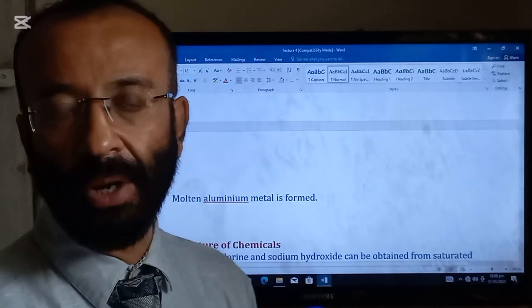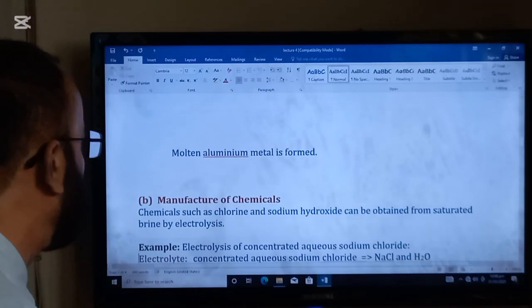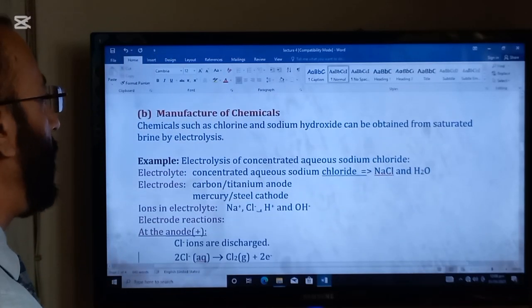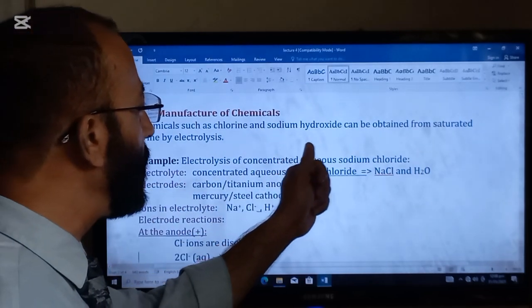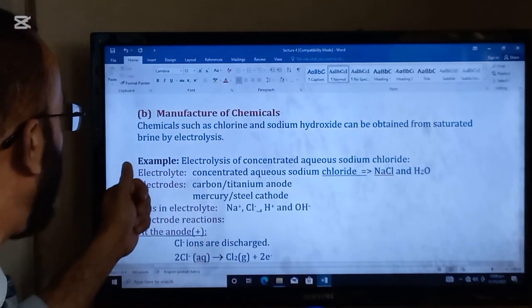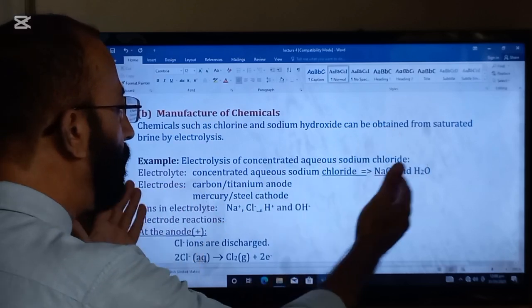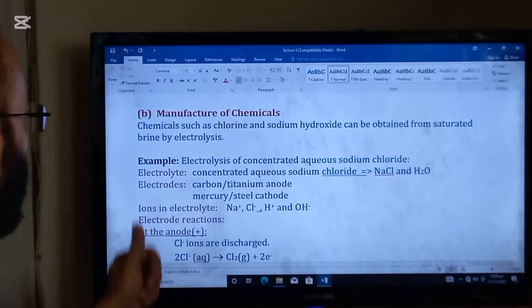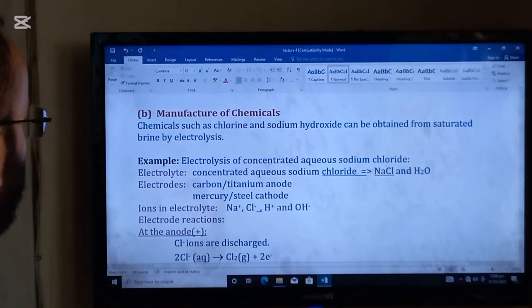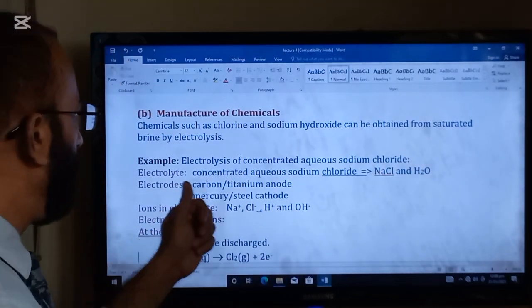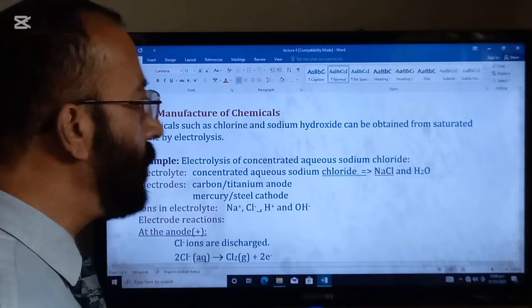The second use of electrolysis in the industry is manufacture of the chemicals. So we are going to read in detail this topic now. Chemicals such as chlorine and sodium hydroxide can be obtained from saturated brine by electrolysis. And this is explained with the help of an example now. Electrolysis of the concentrated aqueous sodium chloride. Electrolyte is concentrated aqueous sodium chloride, that is NaCl and H2O.